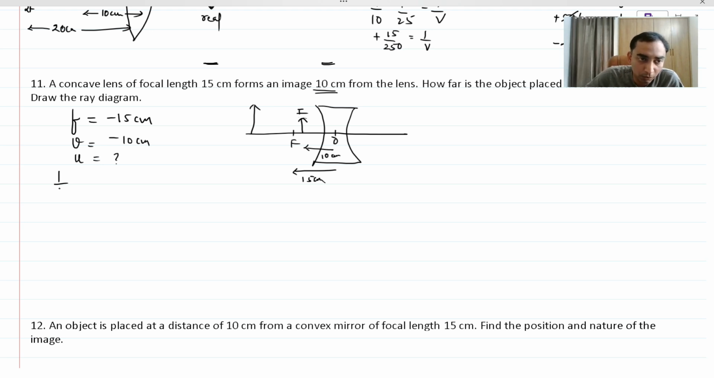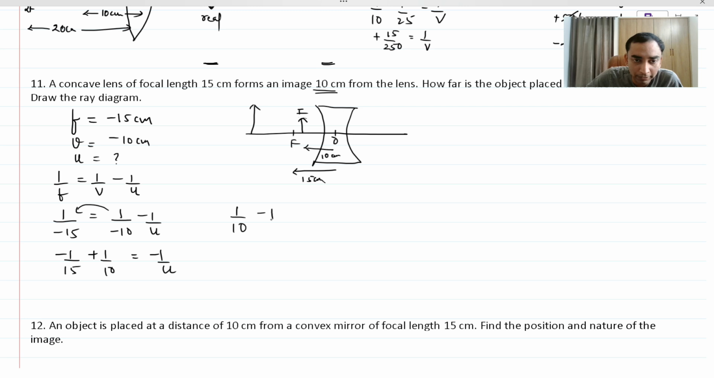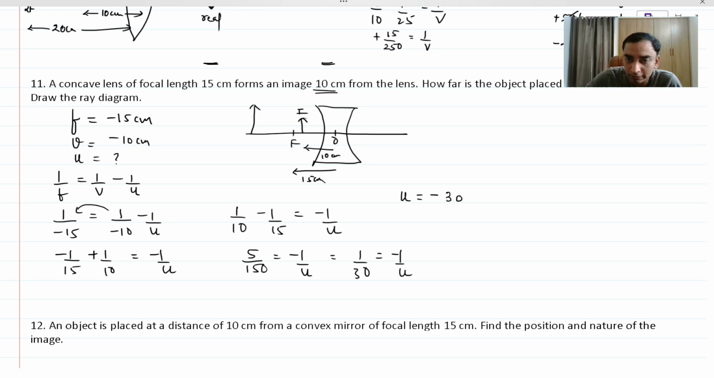Okay, so let's use the lens formula. 1 upon F is 1 upon V minus 1 upon U. 1 upon minus 15 is 1 upon minus 10 minus 1 upon U. Shift this to the other side: minus 1 upon 15 plus 1 upon 10 is minus 1 upon U. So this is 1 upon 10 minus 1 upon 15, just rearranging, is minus 1 upon U. So this is 15 minus 10, that is 5 upon 150, is minus 1 upon U. So which gives you 1 upon 30 is minus 1 upon U. On reciprocating, you get the object distance as minus 30 centimeters.